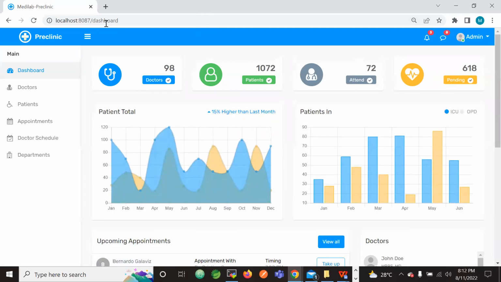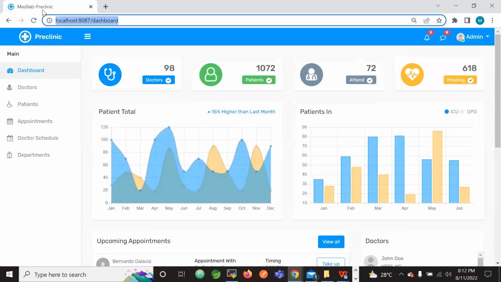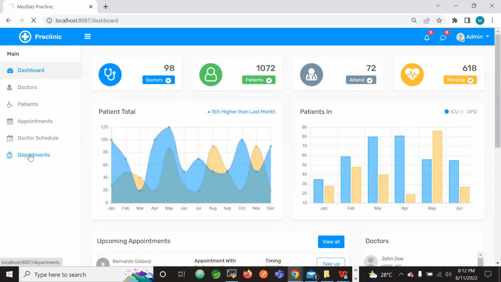Similarly, for this application, this is the page where we will land once after the login with the admin. And then after we can see the data like departments. This is for one healthcare application.